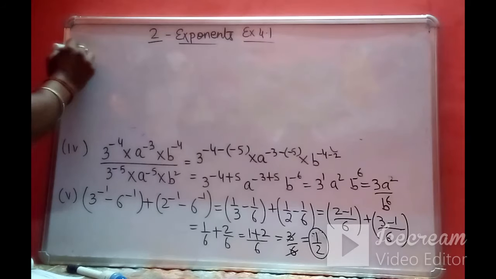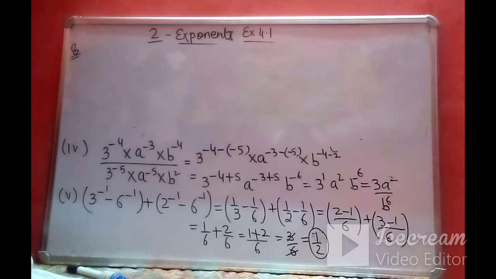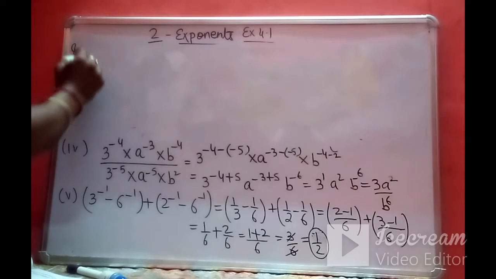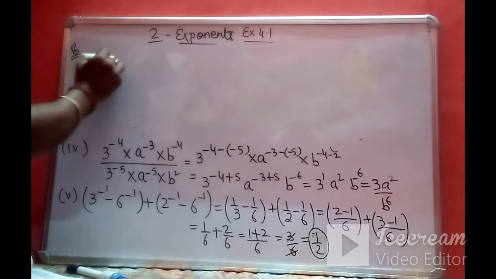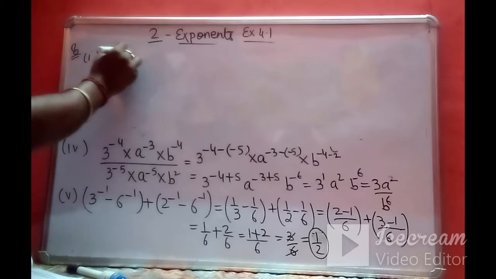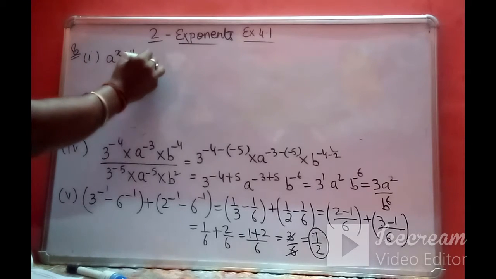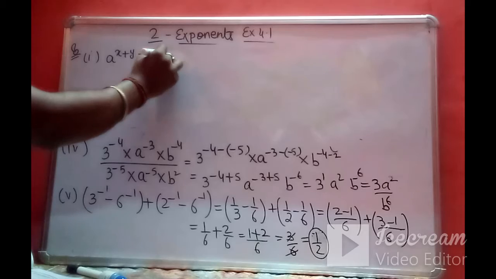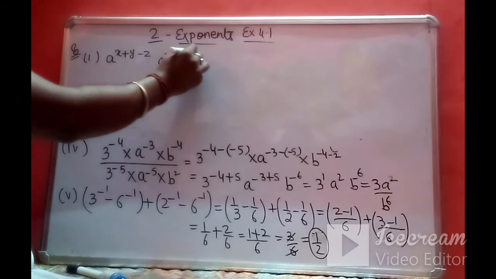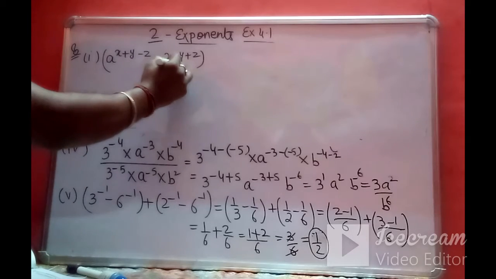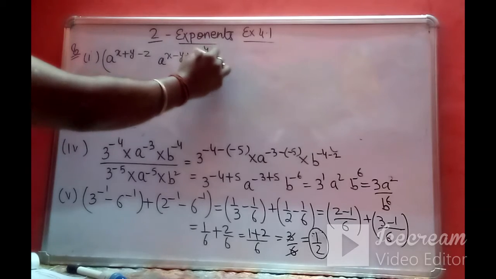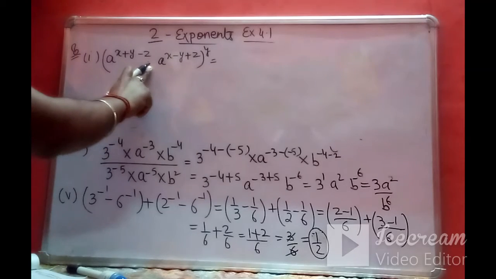So question number 8. If I see the very first part, it is a to the power x plus y minus z, dot means multiplication, a to the power x minus y plus z, and whole power is y. Okay, so here this dot means multiplication.